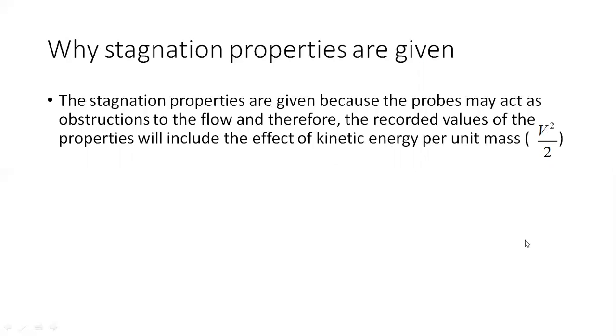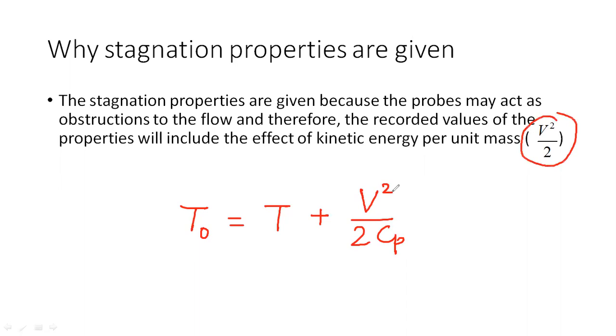We know that the stagnation temperature is the actual temperature plus the temperature rise due to the kinetic energy. So you see that this has the effect of increasing the temperature. Similarly, it will have the effect of increasing the pressure.